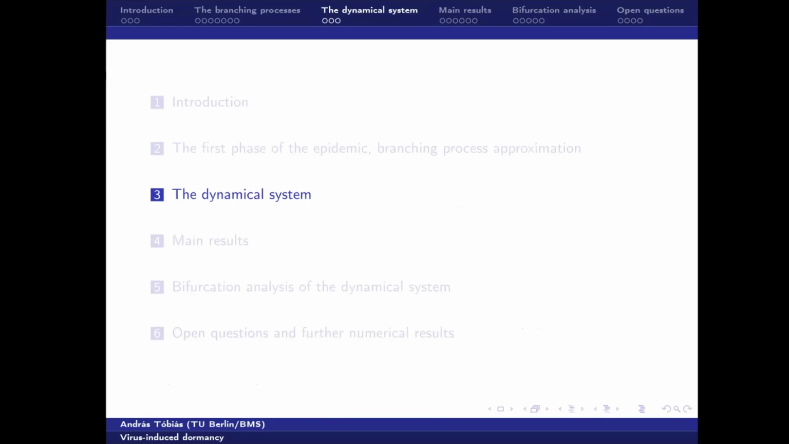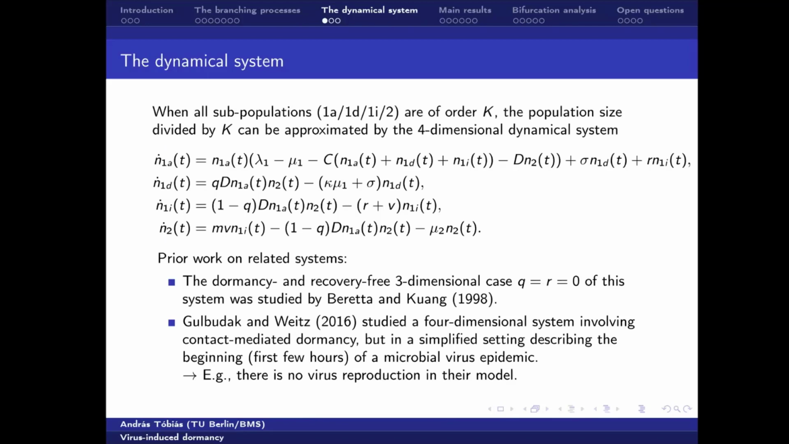And then now we go to the dynamical system, because once we have this size epsilon times K, then we want to approximate our 4-dimensional rescaled process with this dynamical system. So this is again this Lotka-Volterra type dynamical system. So basically what you have here in the first coordinate is similar to the case when there are no other types, right? So m1a dot of t is m1a of t times birth rate minus death rate minus this competition with all the other types 1a, 1d, and 1i.